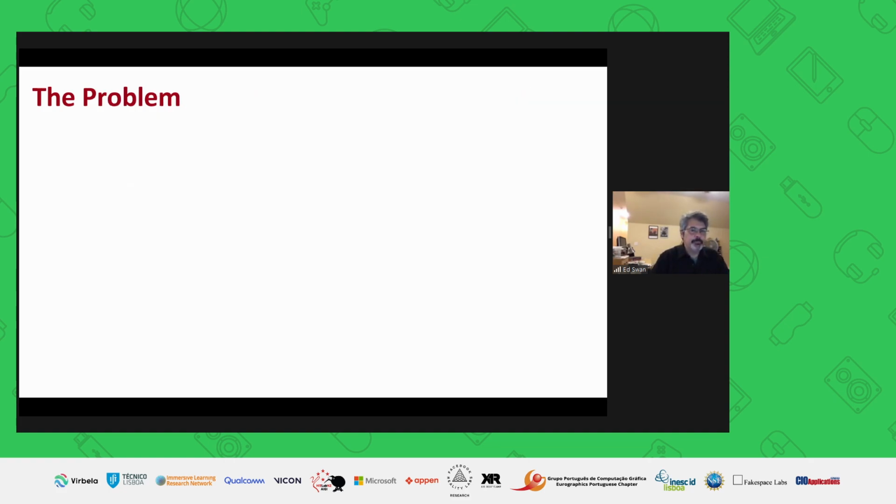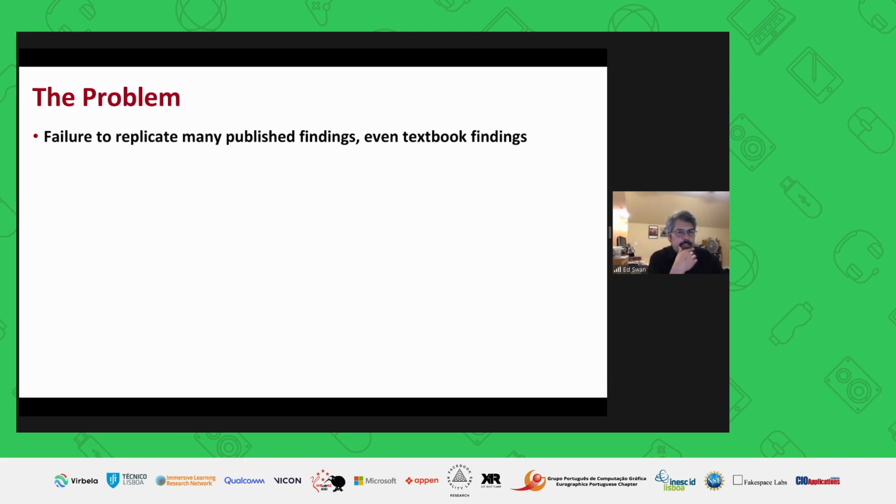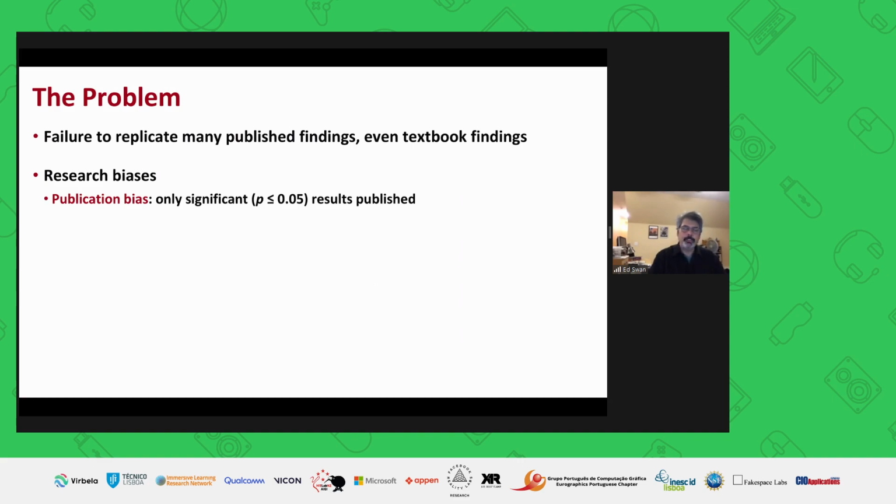So the problem has been the failure to replicate many published findings, even findings discussed in textbooks. And the source of the problem has been determined to be three different types of biases that occur in research. First is publication bias, where only significant results tend to be published. And we'll talk about how the culture of scientific endeavor leads to this bias.